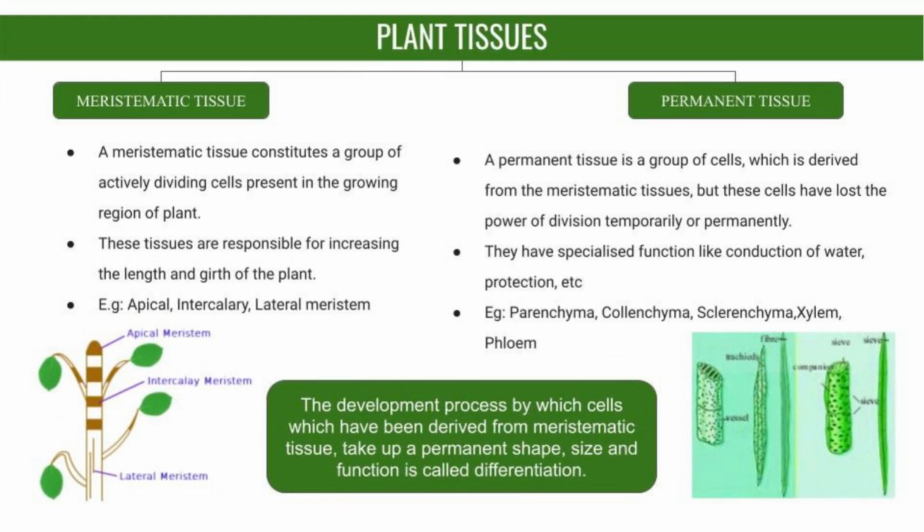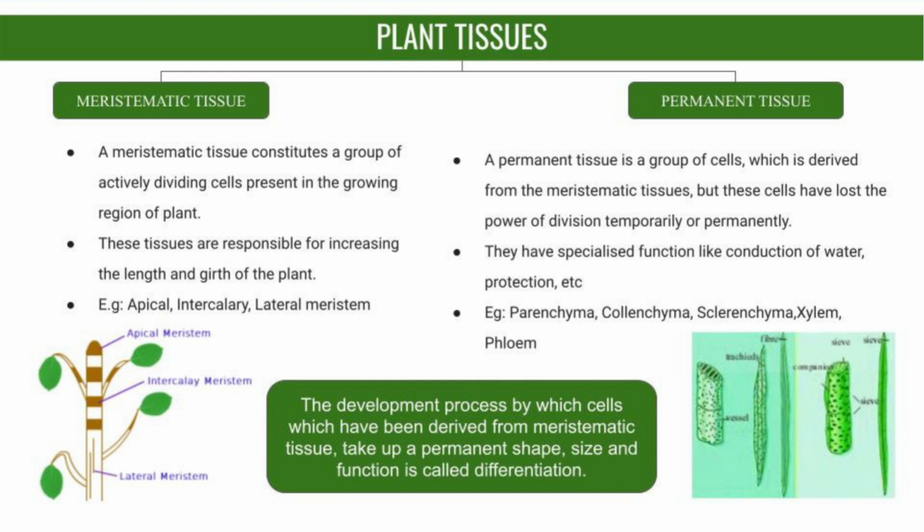Now, let's study meristematic tissues and permanent tissues along with their differences. A meristematic tissue constitutes a group of actively dividing cells present in the growing region of a plant, whereas a permanent tissue is a group of cells, which is derived from the meristematic tissues, but these cells have lost the power of division temporarily or permanently. These meristematic tissues are responsible for increasing the length and girth of the plant, while permanent tissues have specialized functions like conduction of water, protection, etc.